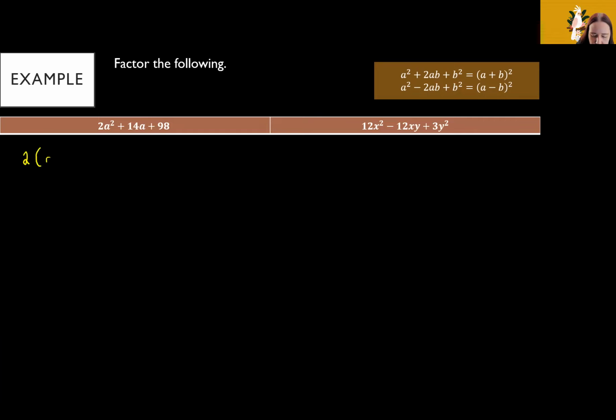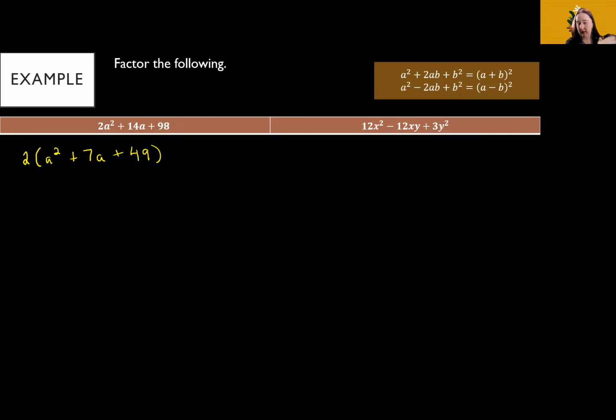And so when I divide each of the terms by 2, I get a squared because I removed the 2. 14 divided by 2 is 7, so I get 7a. And then 98 divided by 2 is 49. So you get a squared plus 7a plus 49. Now you have something that you need to try to factor further. Whenever you've got something squared, you always want to try to factor further if possible.